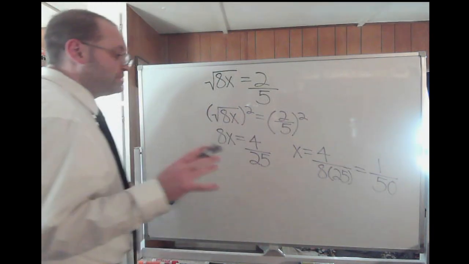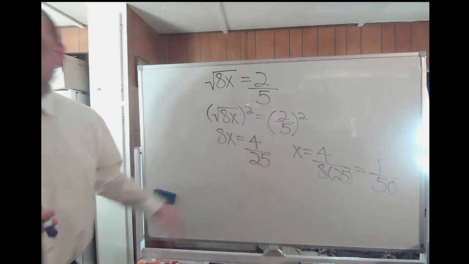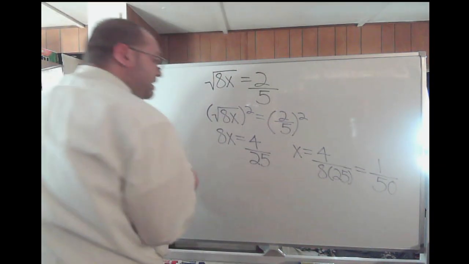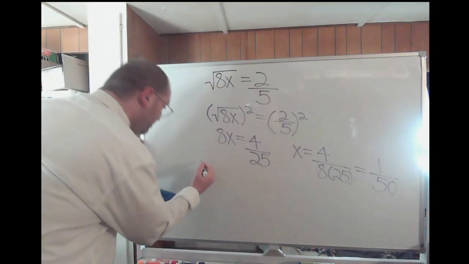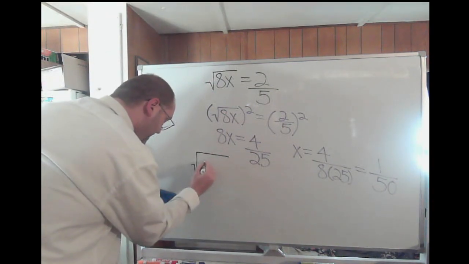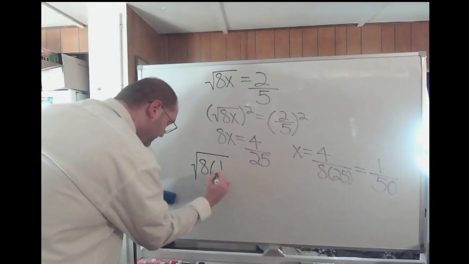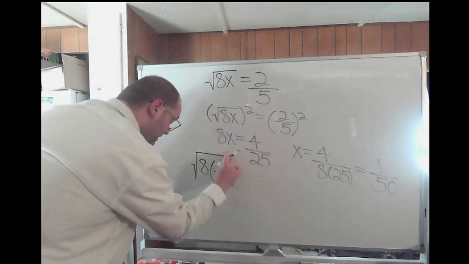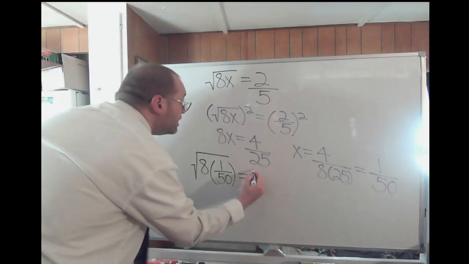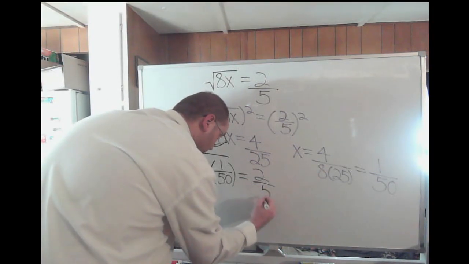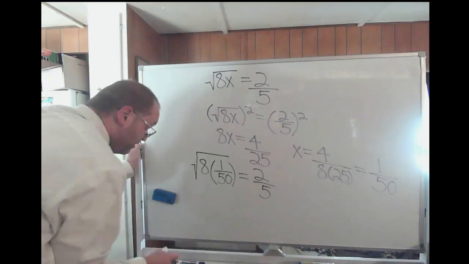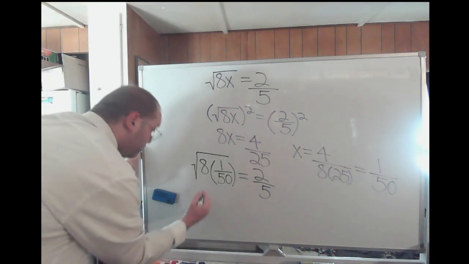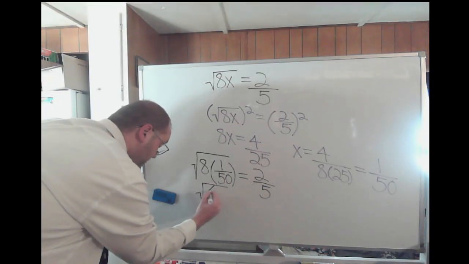But yes, it looks like we have our solution, 1 over 50, but is it really? Well, let's go ahead and put that answer into our square root. So take the square root of 8 times 1/50. We will see if that's equal to 2/5. Well, let's see. 8 times 1/50, that would reduce into 4 over 25. That'd be the square root of 4 over 25.